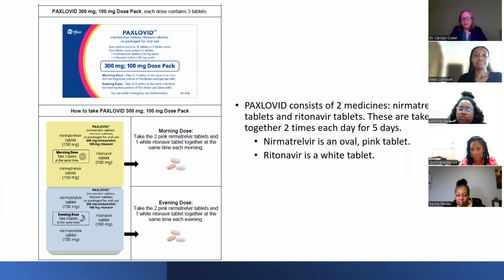All right, Ms. Campbell, as you know, your COPD and diabetes put you at a higher risk for developing severe COVID-19. I'm going to prescribe you the antiviral medication called Paxlovid. This is what a dose of Paxlovid looks like. There's 2 pink pills and 1 white pill in each dose. You need to take the whole packet 2 times a day for 5 days.